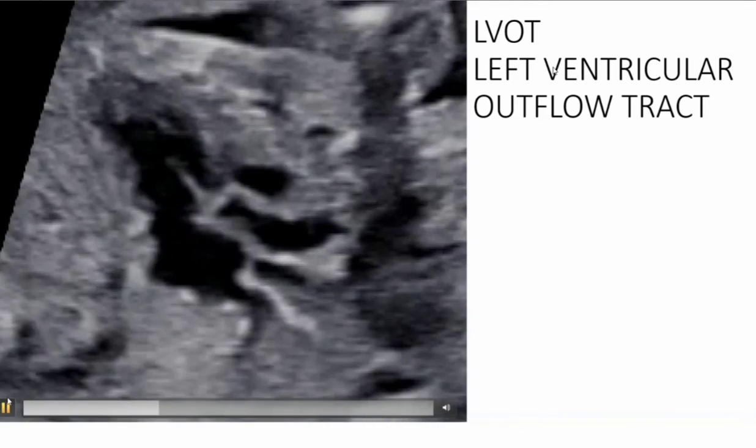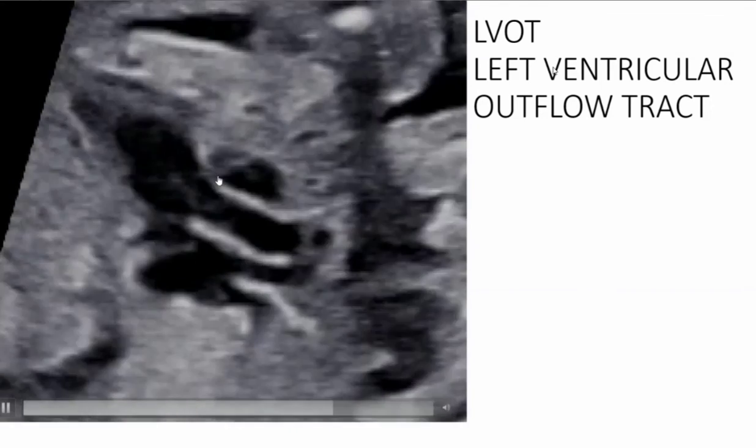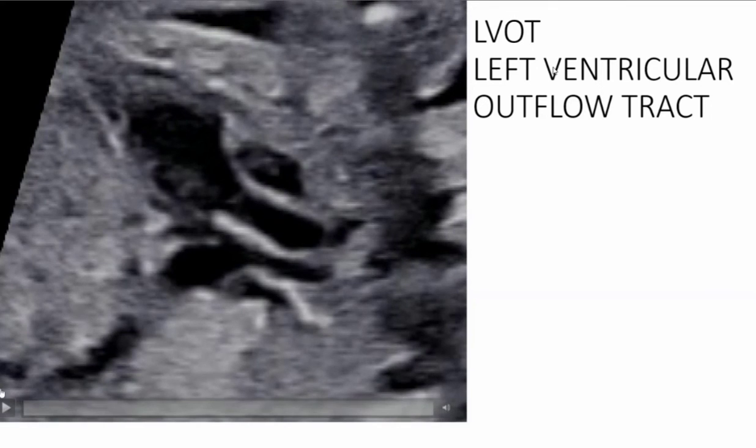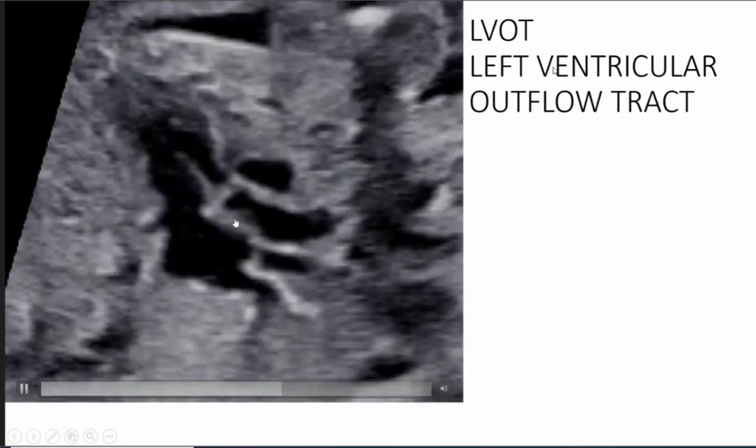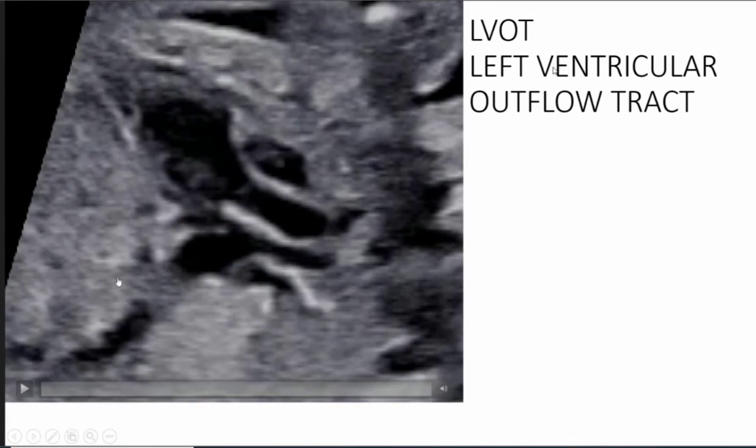So in the LVOT view, two things we have to see. The interventricular septum seamlessly continues with the anterior wall of aorta. The anterior mitral valve continues with the posterior aortic valve, and this is the LVOT view.